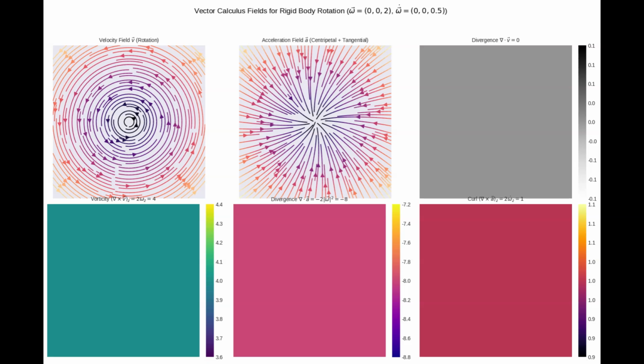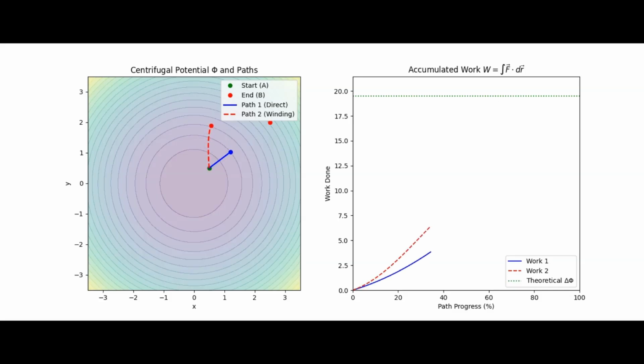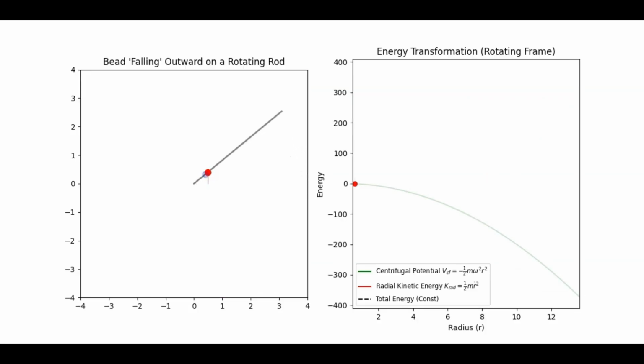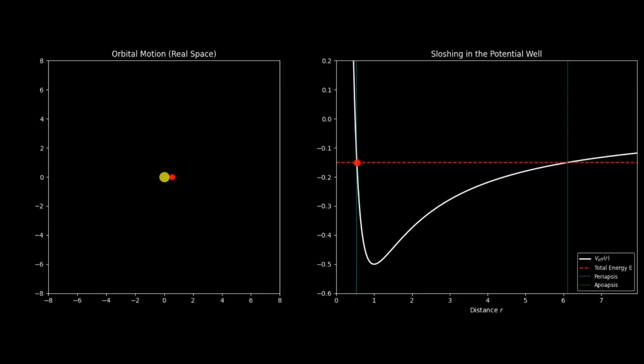Kinematic foundations of rotation. The motion of a rigid body rotating around a fixed point is defined by its velocity and acceleration at every point within the object. The velocity field describes a perfect circular flow, where the speed of any given point depends on how far it is from the axis of rotation.